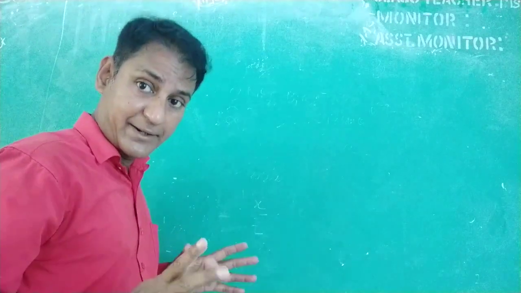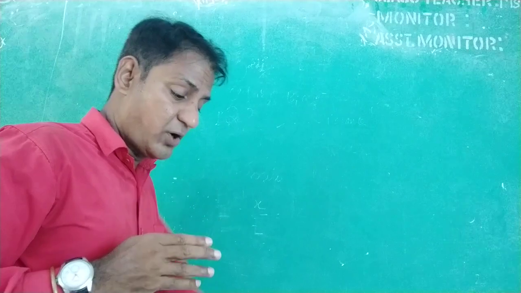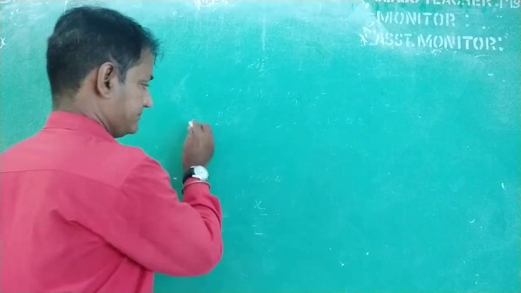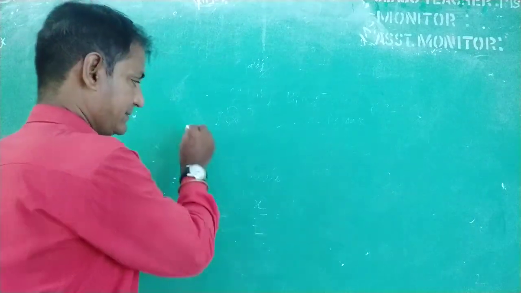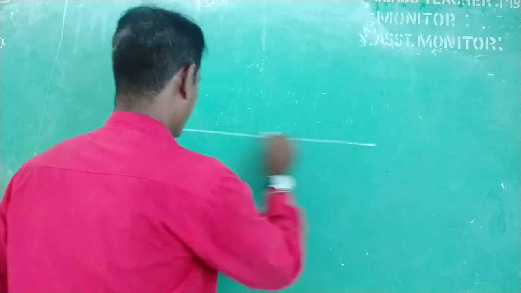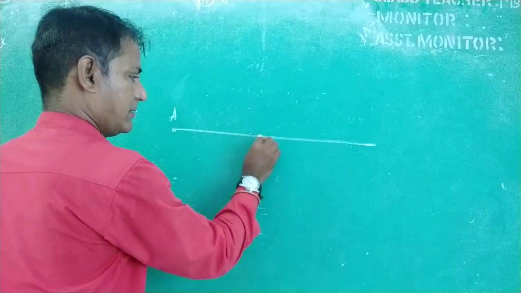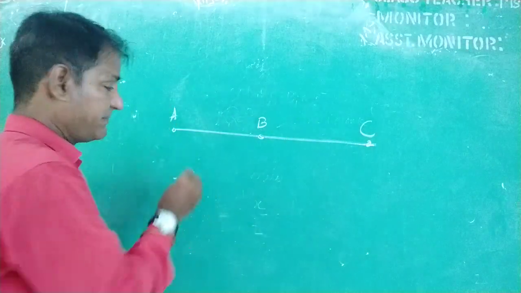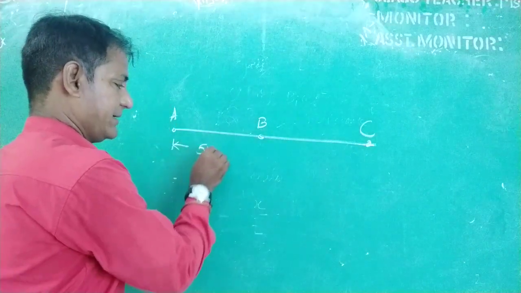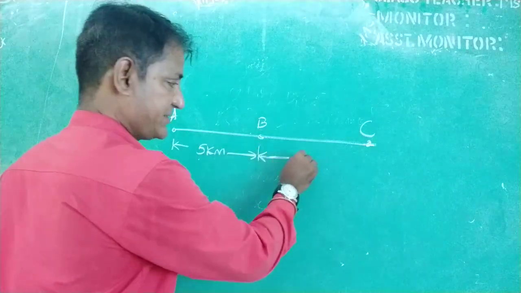Okay, to make you understand what is the difference between the distance and the displacement, now let me draw a diagram which you are going to assume as drawn on the floor. Okay, because I cannot show you in this video that is walking on the floor like that. I am marking 3 points: A, B, C. The distance between A and B is 5 km, and B and C is also 5 km.